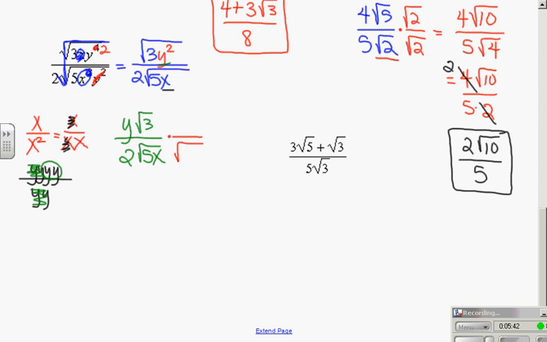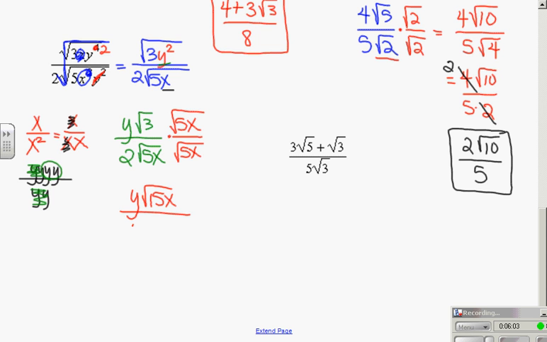And I have that radical 5x in the denominator. So I need to multiply top and bottom by the square root of 5x over the square root of 5x. Whatever your radical is in the denominator is what you use to rationalize. I don't care about the 2. The 2 can stay in the denominator because that is a whole number.